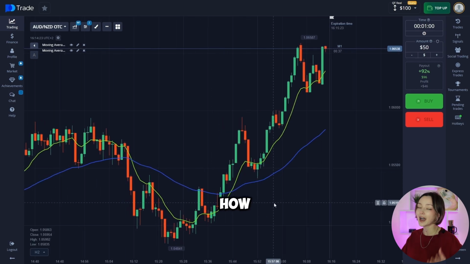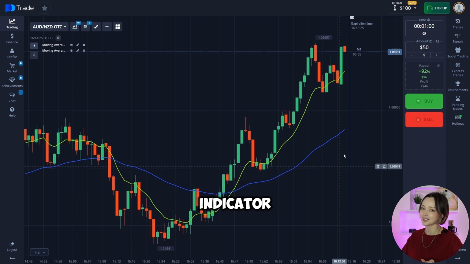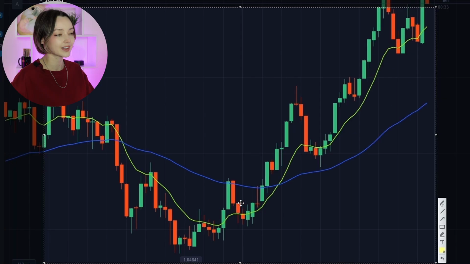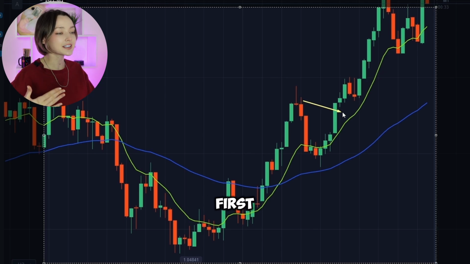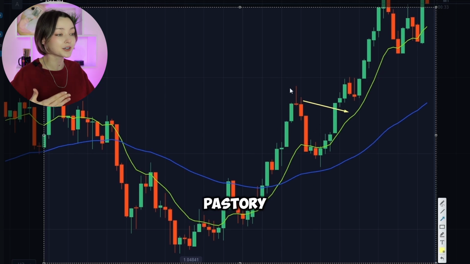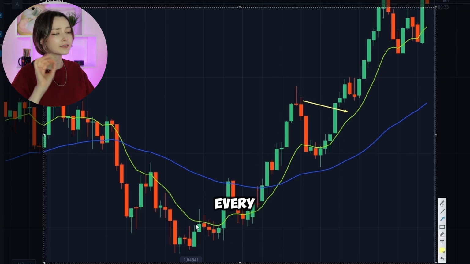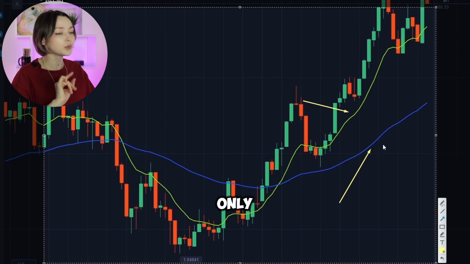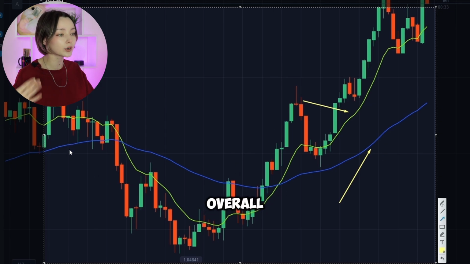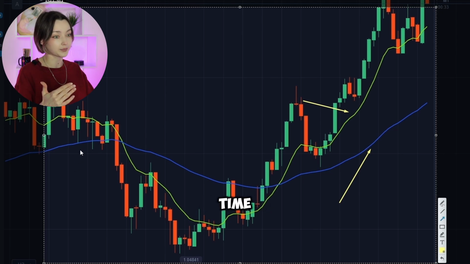Now let's look at how we can trade with this indicator. So basically, we have two lines in front of us. The first line, marked in green, is faster because it tracks absolutely every tiny movement in our chart. The second line is blue. It is slower. It only tracks global movements on the market and helps us determine the overall trend movement, the overall chart motion at a given time.